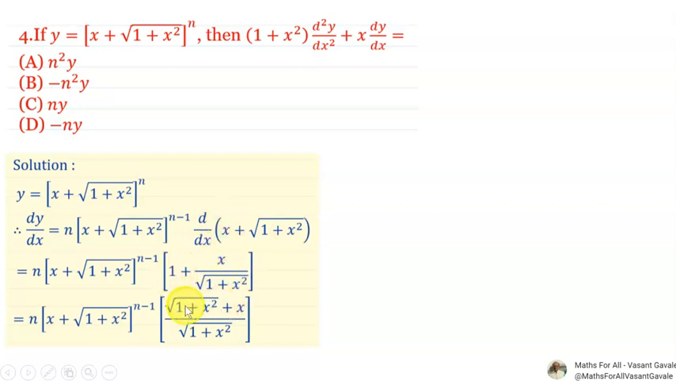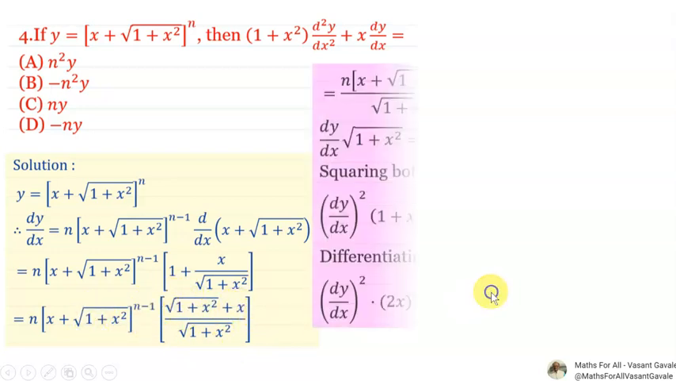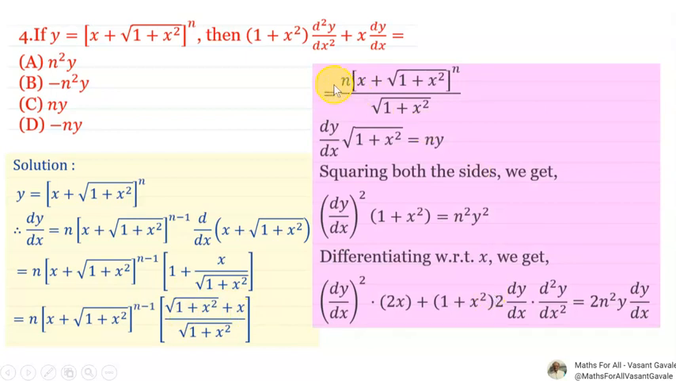Again we will simplify this. You will get here root of 1 plus x square plus x upon root of 1 plus x square. The power of this is n minus 1, and this is 1. Plus 1 minus 1 will get cancelled and overall you will get here n into bracket 1 plus root of 1 plus x square bracket to n upon root of 1 plus x square. This divided by root of 1 plus x square goes over there and gets multiplied, and then you will get here dy by dx root of 1 plus x square is equals to ny.